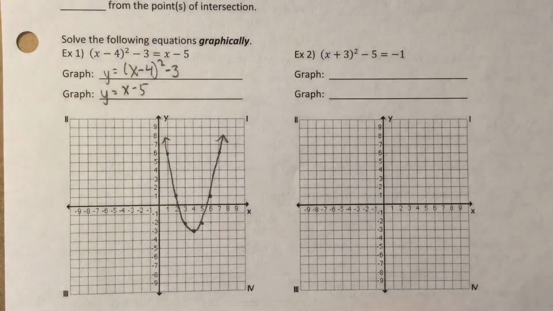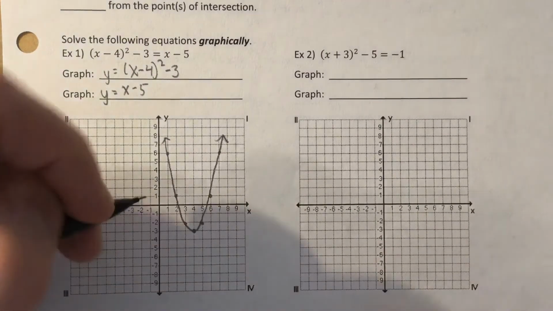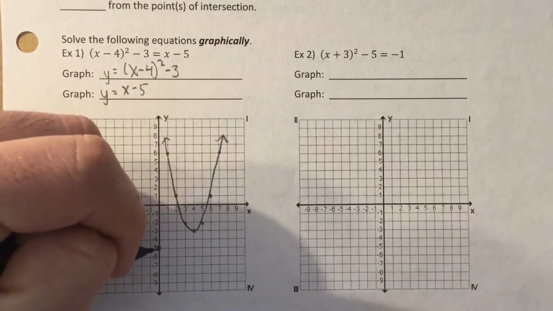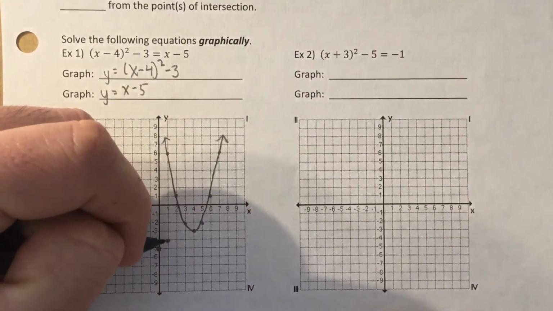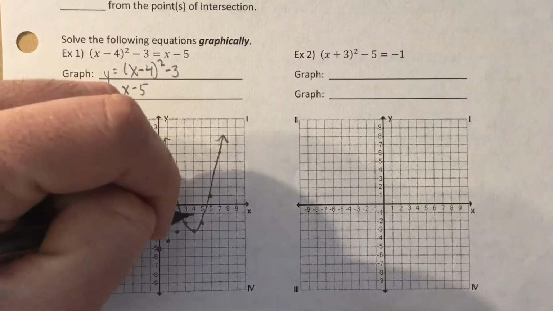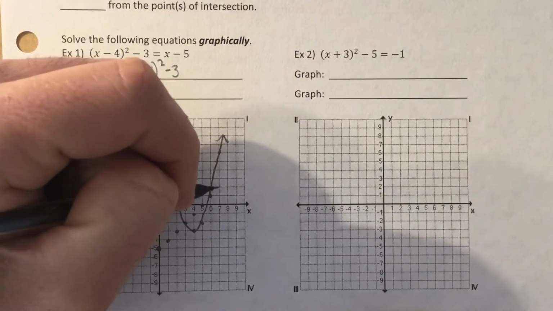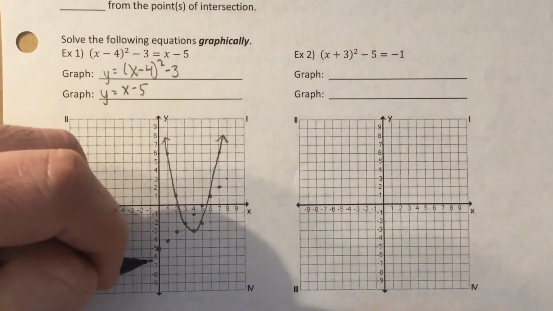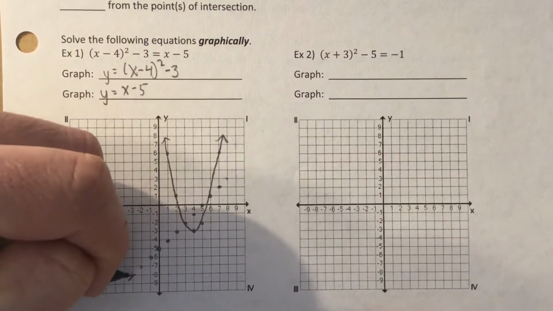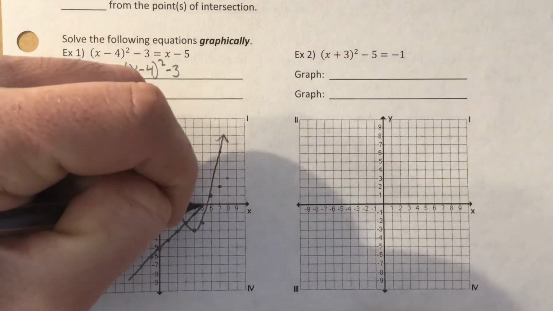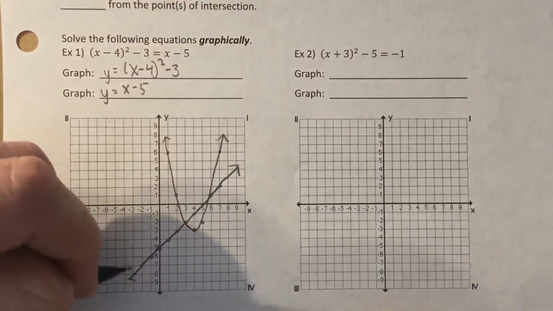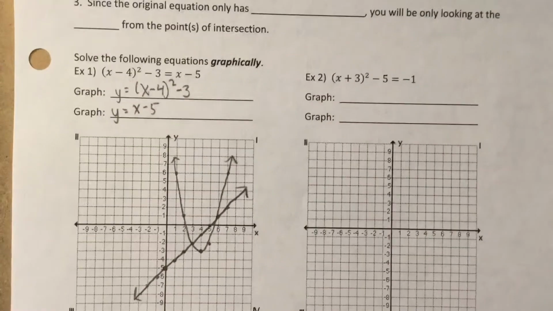All right, so there's my left side graphed. My right side graphed is x minus 5. So I'm going to go down to negative 5. This would be a line. I'm going to go up 1 and over 1. And then I connect those. All right, so here's what I have so far.